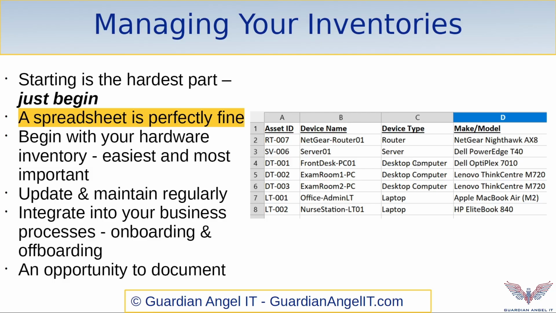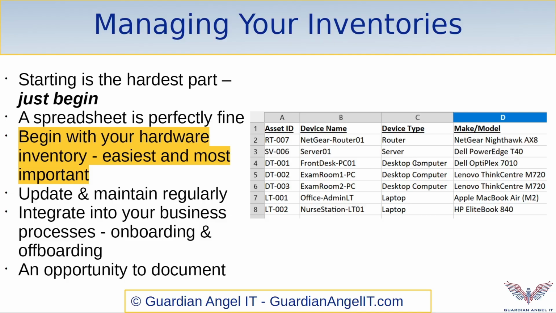We have an inventory template available for free on the course page on the Guardian Angel IT website. It has tabs for hardware, software, and data inventories, and it also has comments for every column to help provide guidance in filling them out. It's also a good idea to start with your hardware inventory. It's the easiest to visualize: the computers, phones, and network devices that your team uses every day. Once that's done, adding software and data becomes much simpler. In fact, you can use your hardware inventory to help build them out.